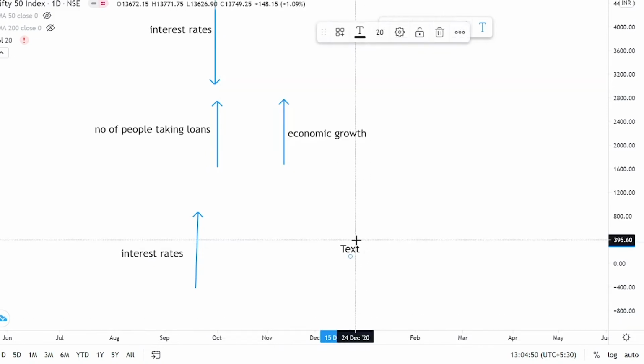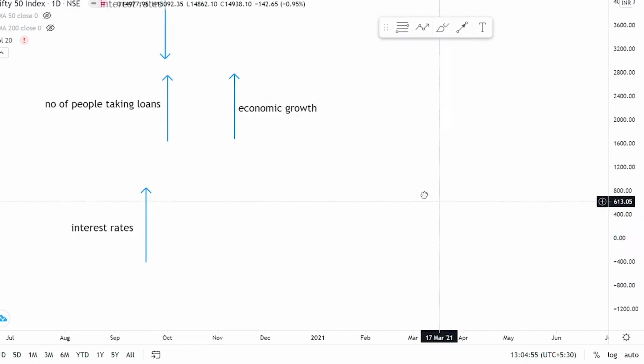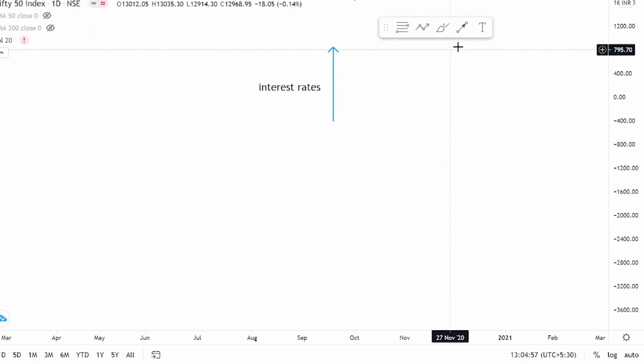Now, what effect does this have on the stock market? There is a concept of valuation of stocks.